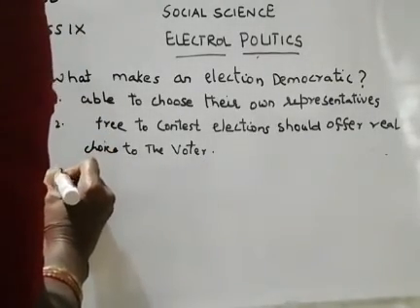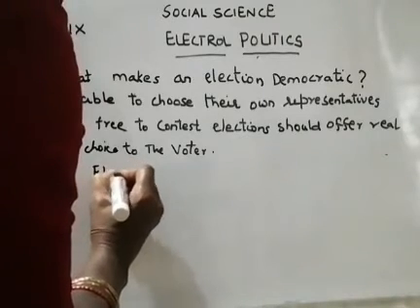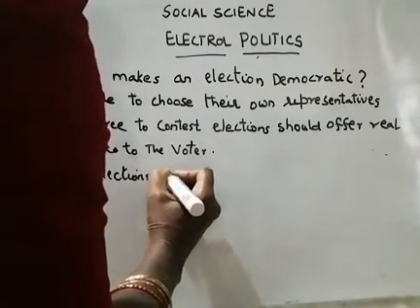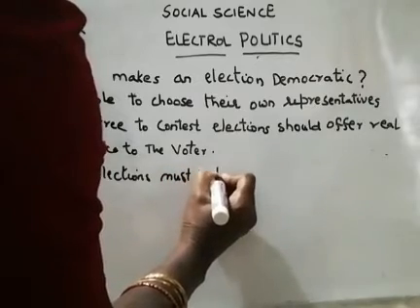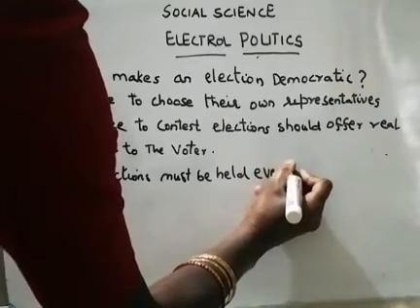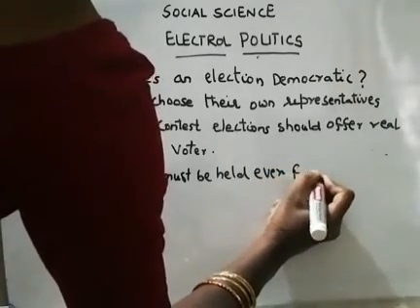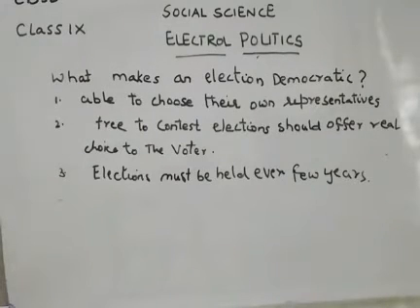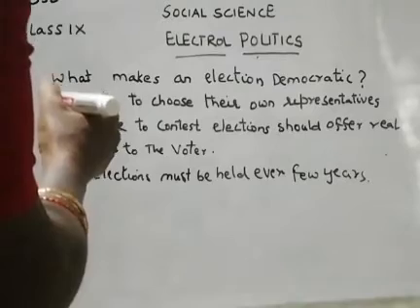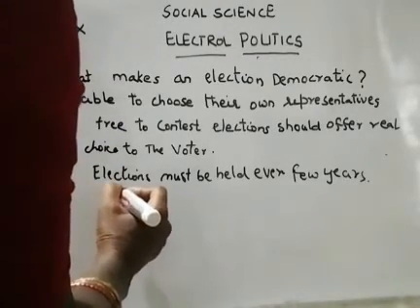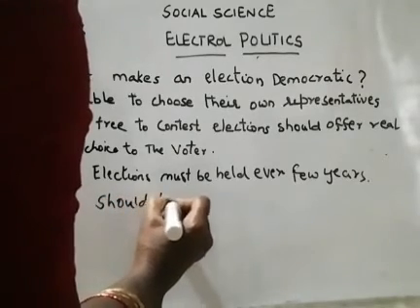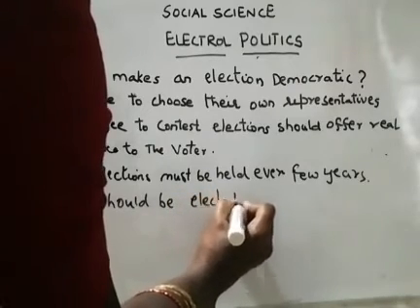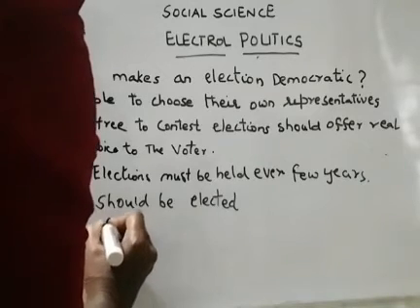The third one is, elections must be held regularly, every few years. Because each election depends, different dates it will be there, children. So they should be held regularly every few years. The fourth one is, the candidate preferred by people should get elected. And the fifth, elections should be held in a free and fair manner.